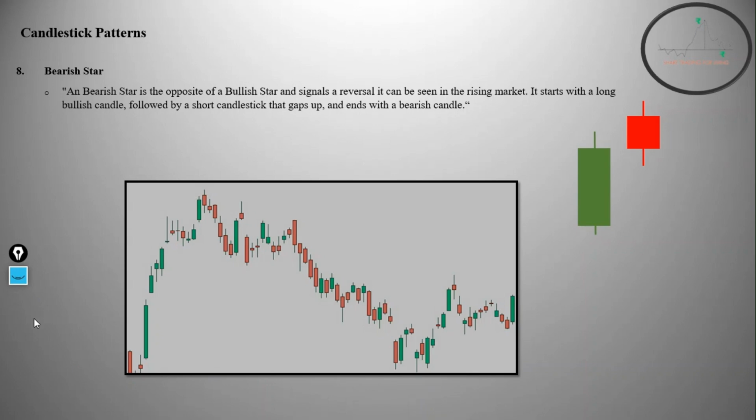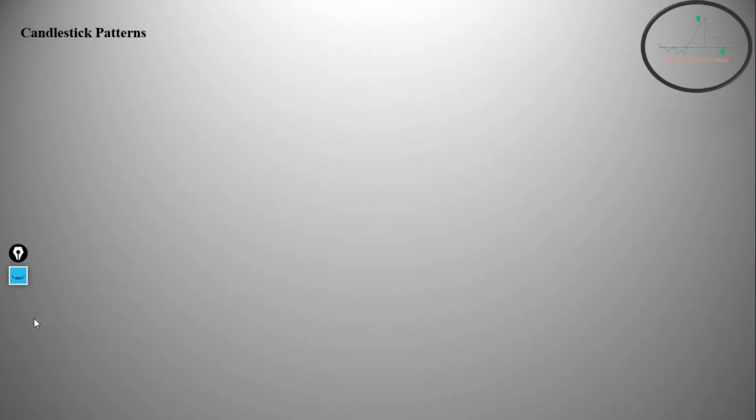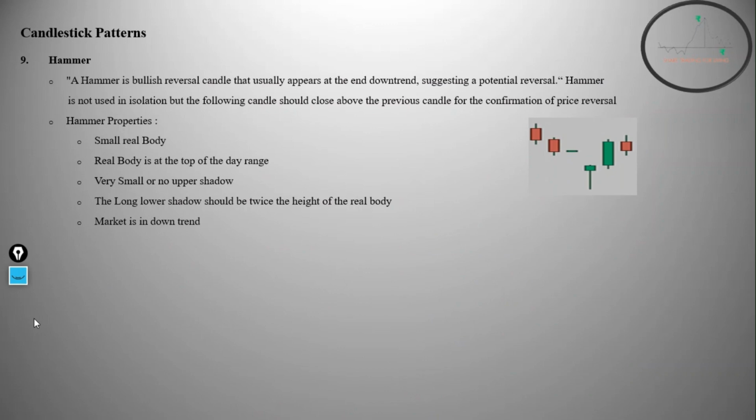Moving on to the next pattern. The next pattern is the hammer. If you watch any video on trading, there are a lot of patterns people talk about. The hammer is one of the important patterns, and it represents a bullish trend reversal, and it has to be in a downtrend. There are certain properties or features of the hammer which make it more valuable.